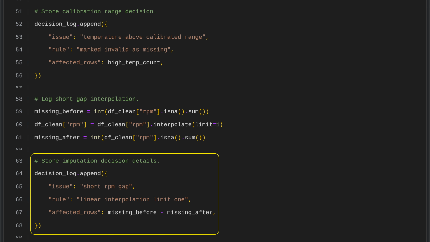The code adds an entry to the decision log to record how short gaps in the RPM data were handled. It notes that one-value missing gaps were filled using linear interpolation. The entry also records how many rows were fixed by comparing the missing value count before and after interpolation.